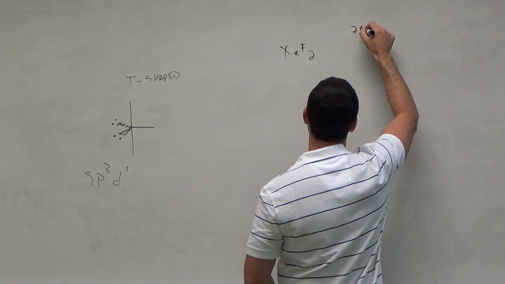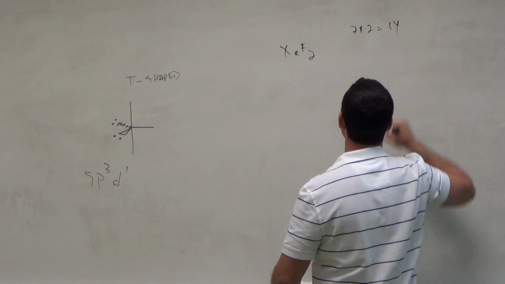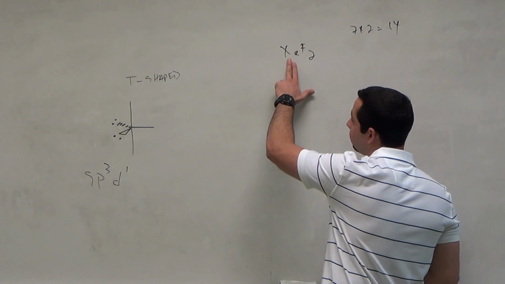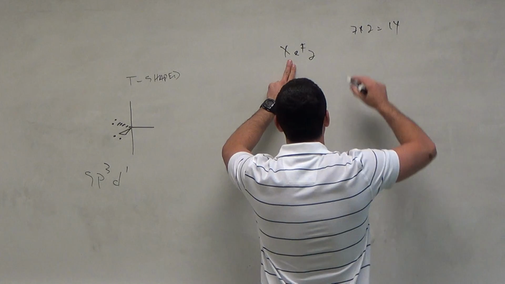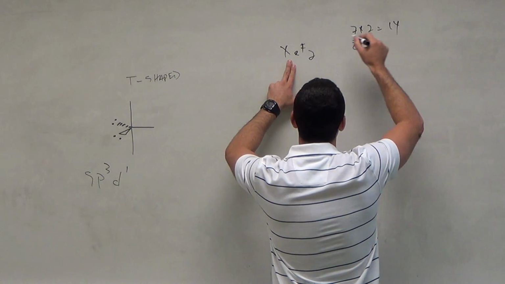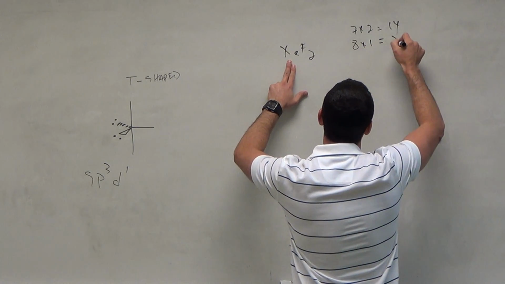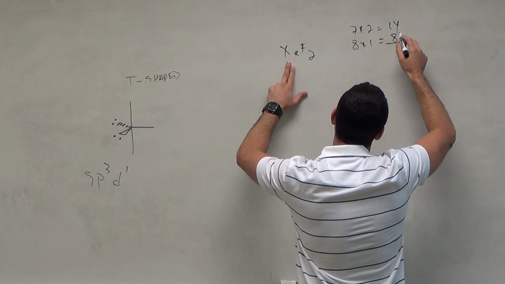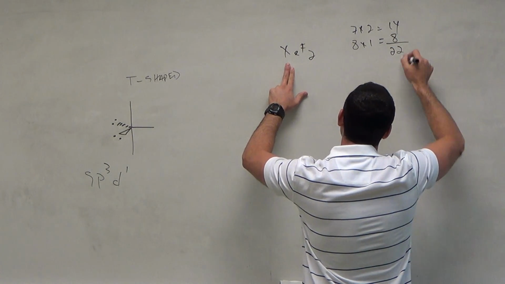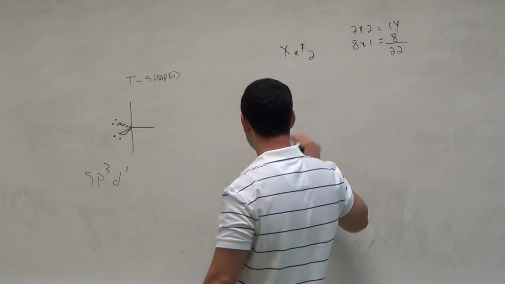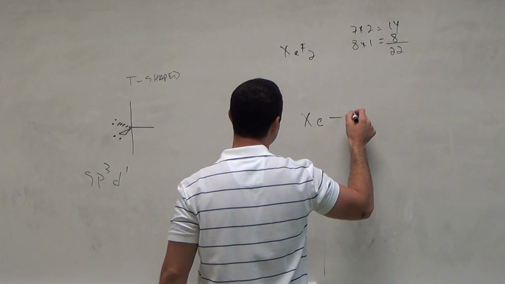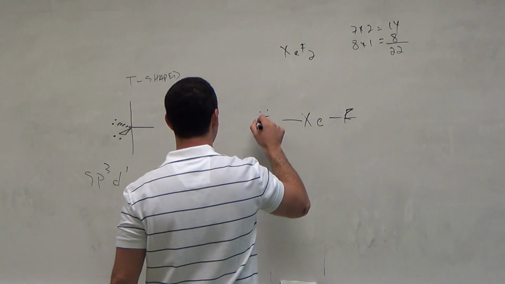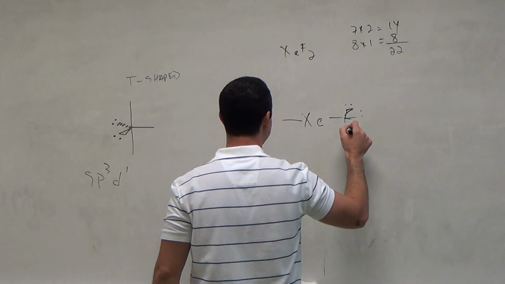Fluorine has got 7. How many of them are there? 2. How many does this have? 8. 8 times how many of them? 1. What's the total here? 22 or 25? 22. Single bonds to everybody, yes? Fulfill the octet rule for those outside.